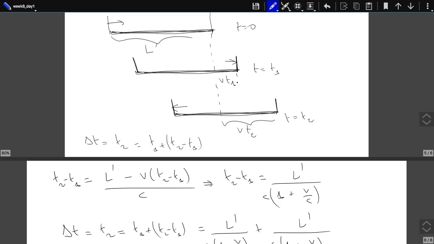Well, you see, this distance is what I call V times (T2 minus T1). Now, L prime is the length of this rod in this reference frame in which the rod is moving. L is its length in its rest frame. L prime is its length in the moving frame.